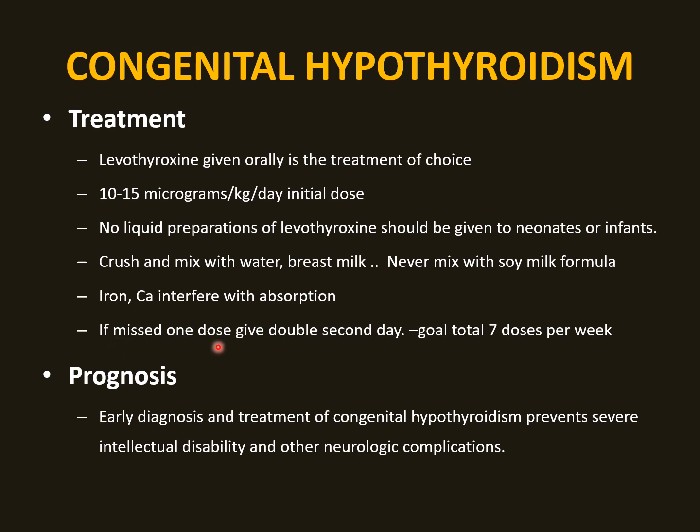If you miss one dose, on the second day you can give double the dose with no problem because the half-life of the levothyroxine is very long. So the goal is to give 7 doses per week. If you miss one day, you give on the second day the second dose. So you give 2 doses together with no problem. Prognosis: early diagnosis and treatment of congenital hypothyroidism prevents severe intellectual disability and other neurologic complications. So early treatment is critical.